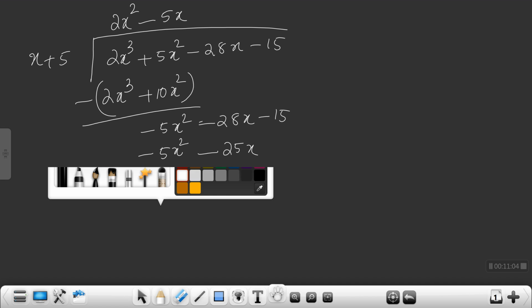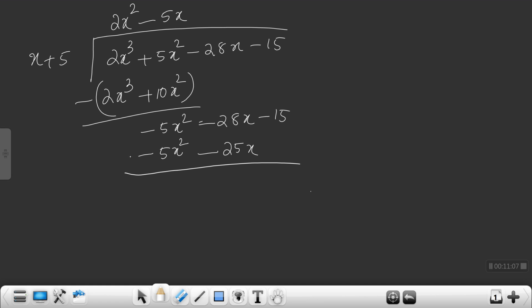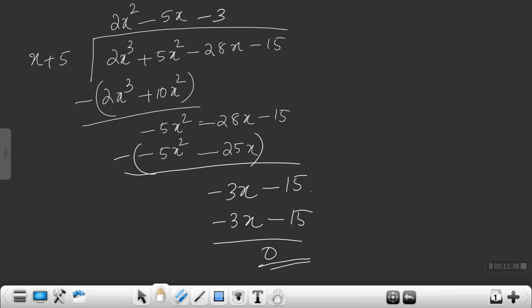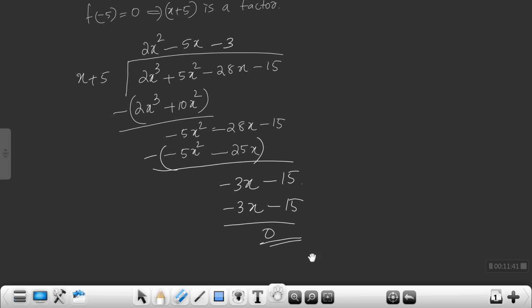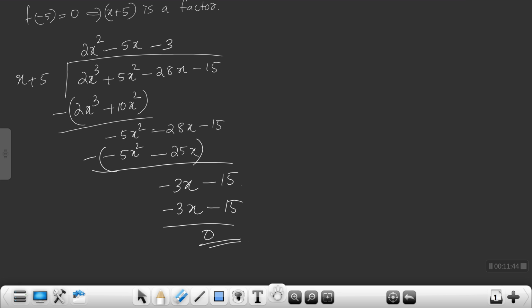Subtract. While subtracting, we get negative of negative 5x square, positive 5x square, that is 0. Then negative 28x minus minus 25x is positive 25x, so it is negative 3x. Then the remaining term negative 15. Again divide negative 3x by x. So negative 3 is the third term of the quotient. Then multiply negative 3 into x, negative 3x, negative 3 into 5, negative 15. Remainder is 0.